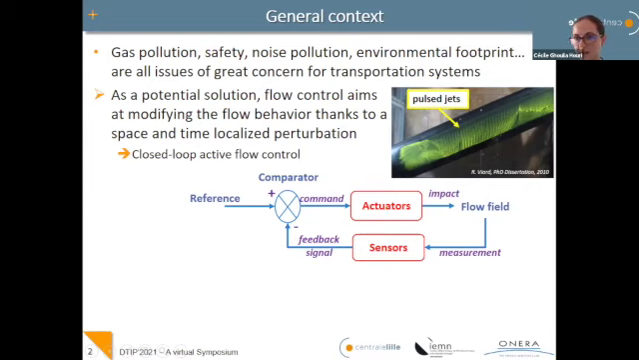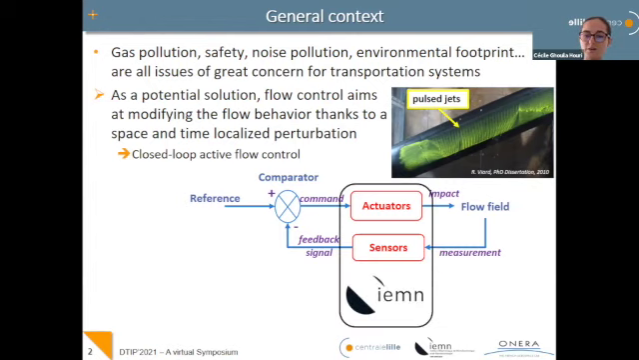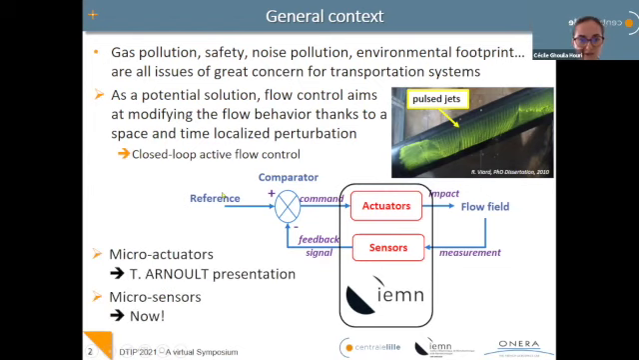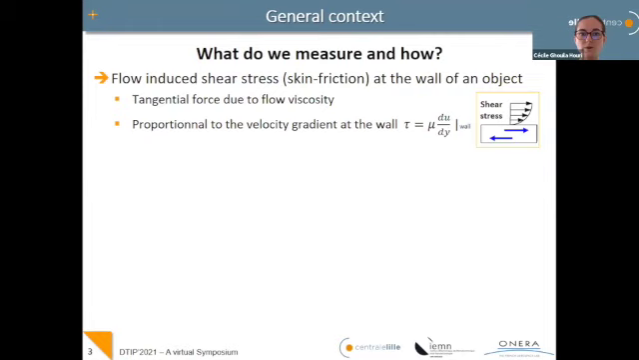And here at the IEMN, since we are a laboratory of microtechnology, we are working on developing new technologies of actuators and sensors for flow control. And yesterday, Thomas Arnould presented you one of our technologies of microactuators, and today I will present one of our microsensors that we have developed. So first, for flow control, what do we want to measure and how do we do it?